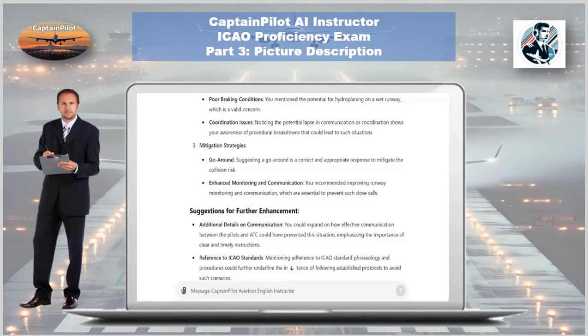3. Mitigation strategies. Go around. Suggesting a go-around is a correct and appropriate response to mitigate the collision risk. Enhanced monitoring and communication. You recommended improving runway monitoring and communication, which are essential to prevent such close calls.